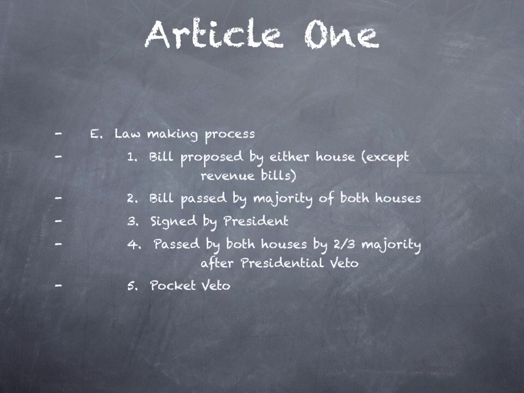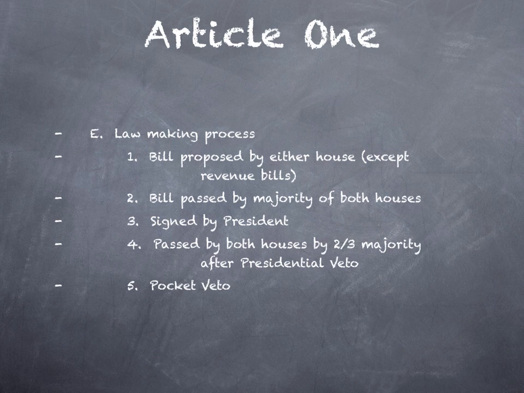The lawmaking process itself: the Congress, the Senate and the House are our legislative body. And how do they make laws? Well, a bill can be proposed in either house. A bill can start in the Senate or it can start in the House of Representatives, with one notable exception. Revenue bills, having to do with spending money, taxing, things like that, have to start in the House of Representatives. They cannot start in the Senate.